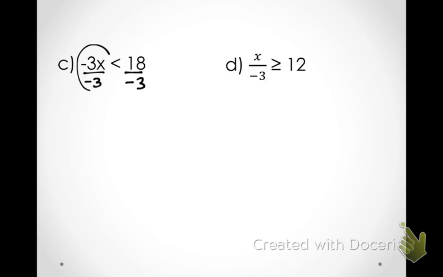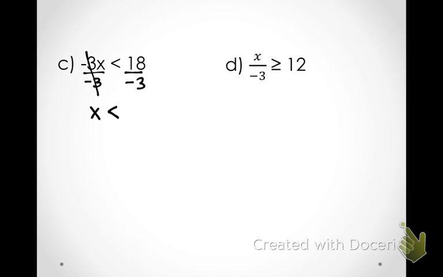Gabby, what happens over here? Negative 3x divided by negative 3 cancels out, and I'm left with plain old x on the left side, is less than. Now, Carlos, what is 18 divided by negative 3?